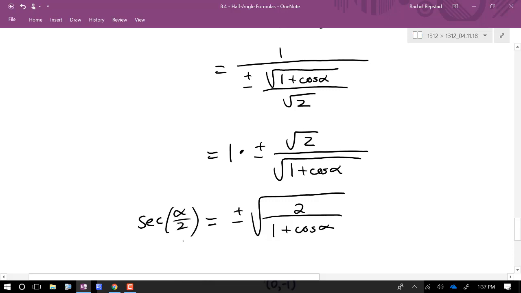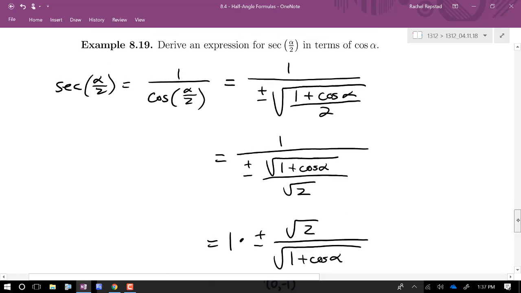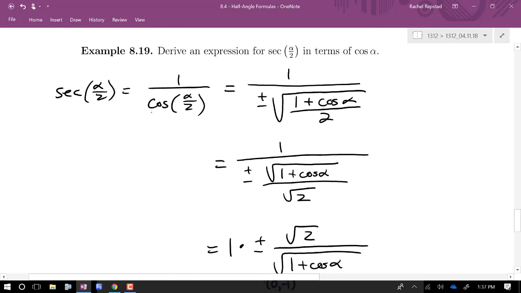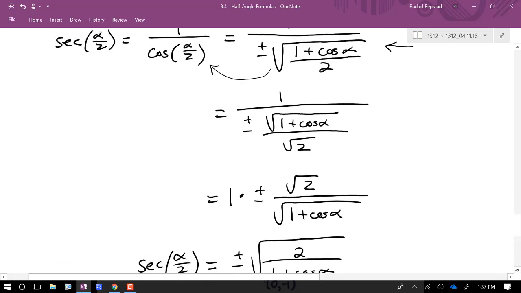Why couldn't you, going back up, just change the 1 plus cosine alpha underneath the 1 to cosine alpha over 2? Is it because it wouldn't get us anywhere? Well, that would actually be going backwards. We wanted to write it in terms of cosine alpha. That's a good question.